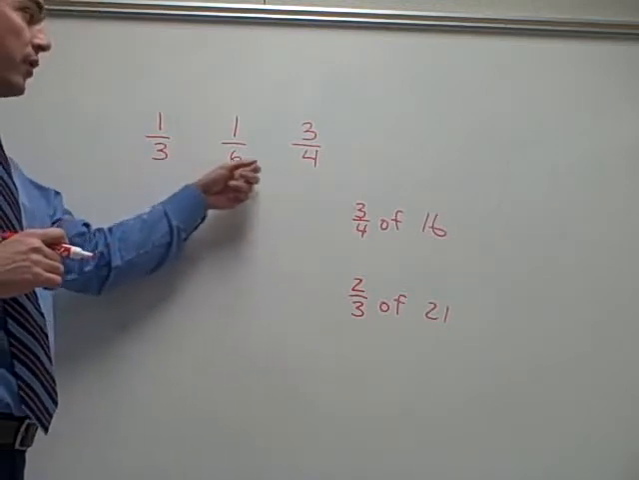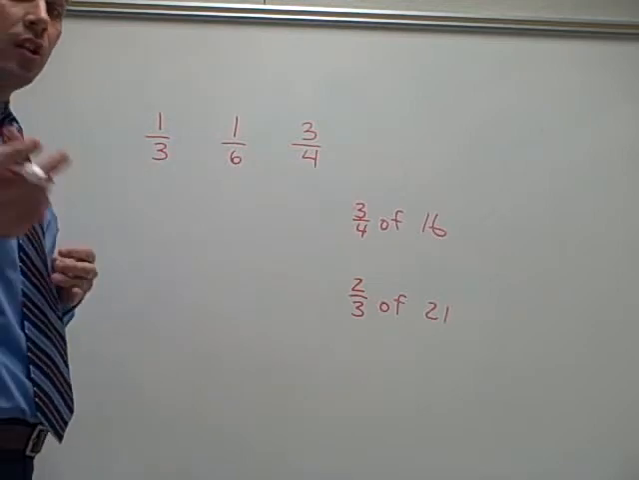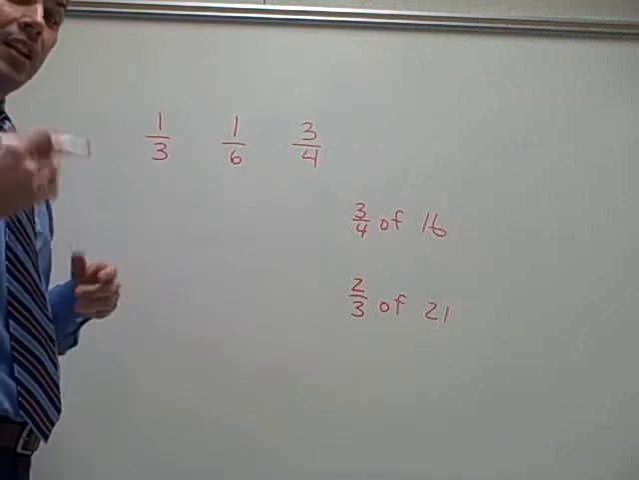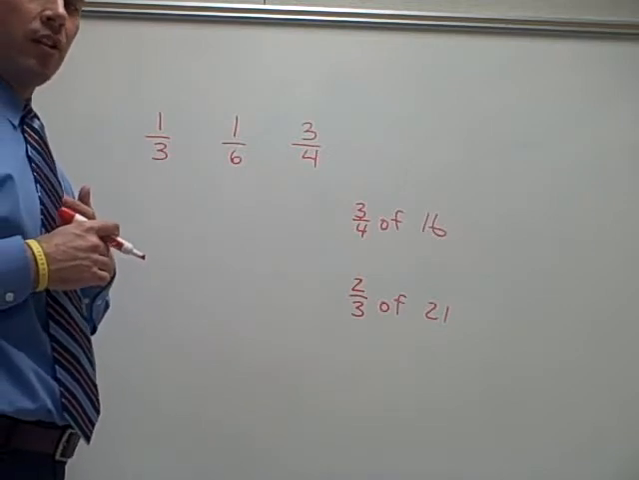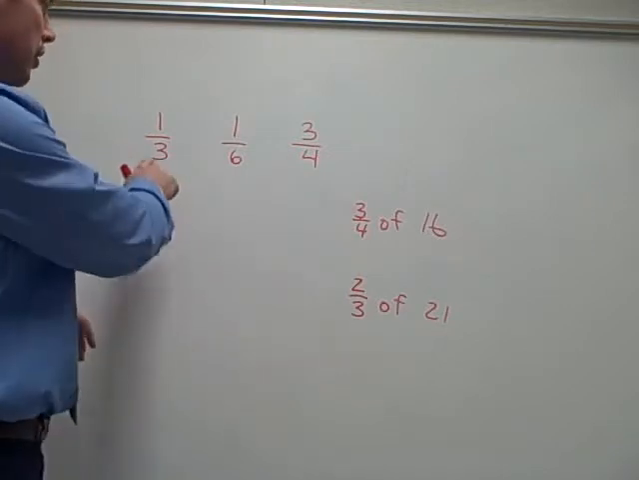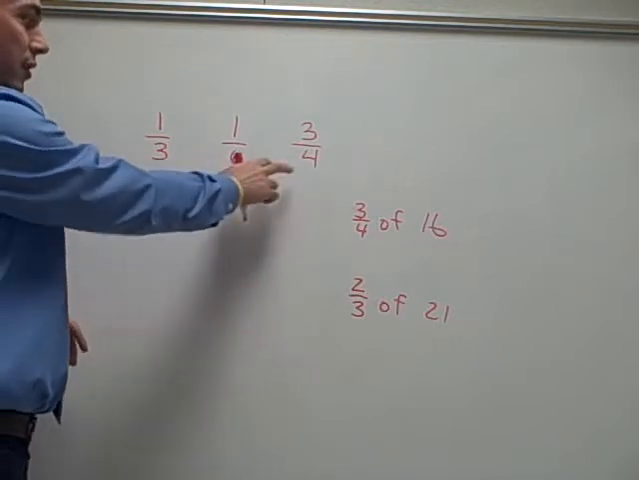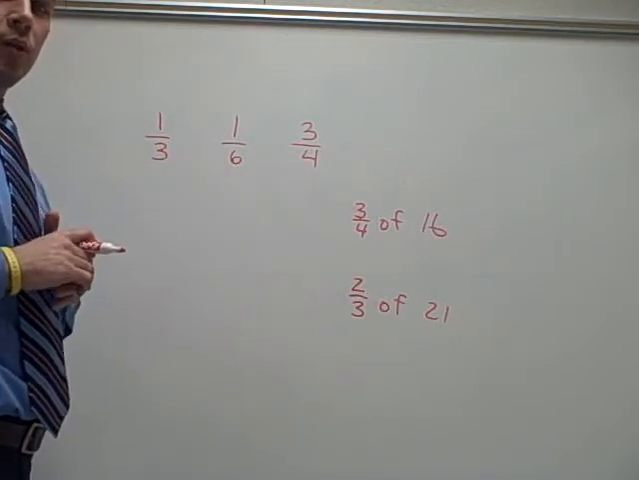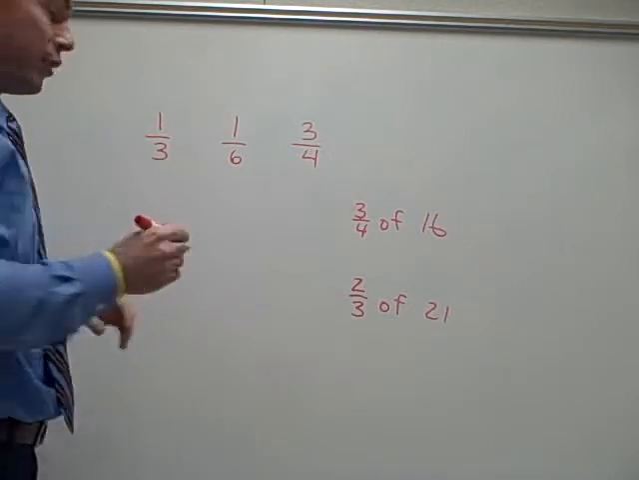We have 1/3, 1/6, and 3/4. Remember, what we're going to do is we're going to try and find a common denominator for all of those, and then that's the surefire way of making sure that they are in order from smallest to largest. So if we look here, we have a 3, a 6, and a 4. So I've got to say to myself, what number is divisible by all of those? And I'm going to say 12.